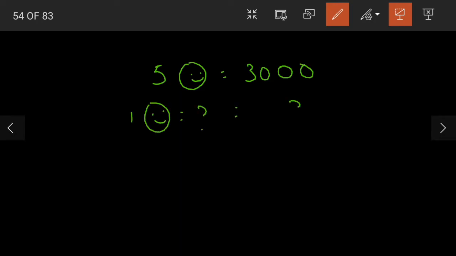So what should we find out, children? 5 smileys is equal to 3000. Then 1 smiley is equal to how much? How much will it be? 3000 divided by 5.